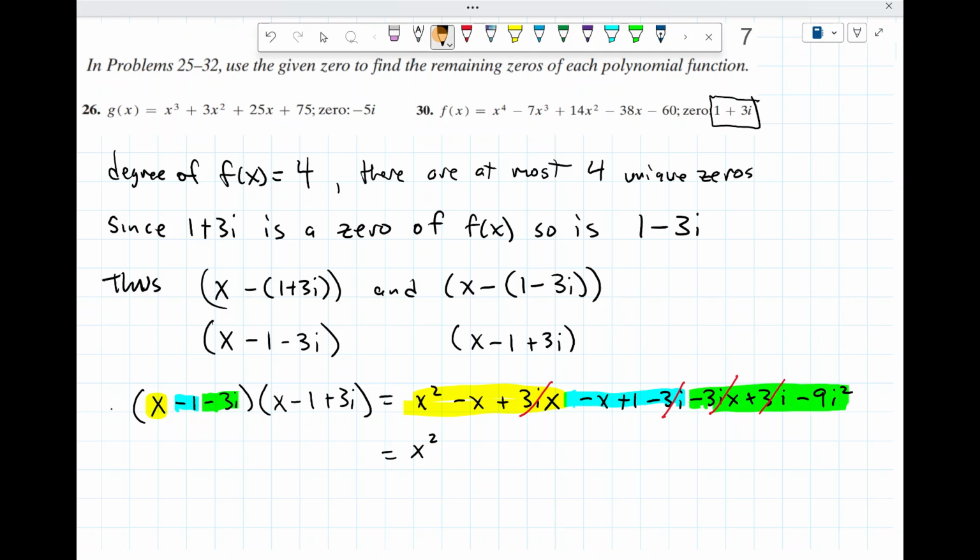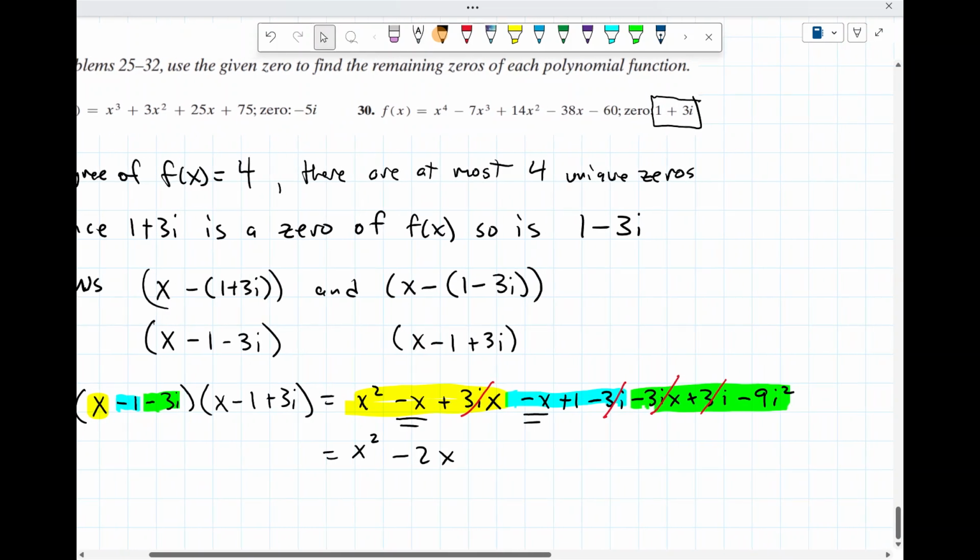All right, let's put together our x values. So these are like terms, so that becomes minus 2x. And then negative 9i squared is really the same as negative 9 times negative 1, which is positive 9. And positive 1 plus 9 will be positive 10. Because remember, i squared is the same as negative 1.